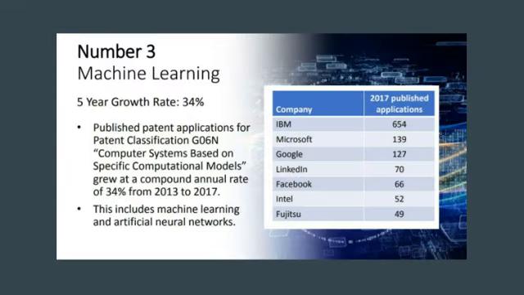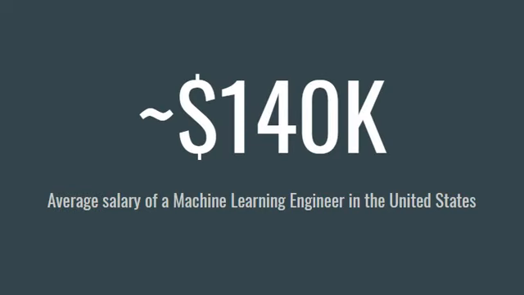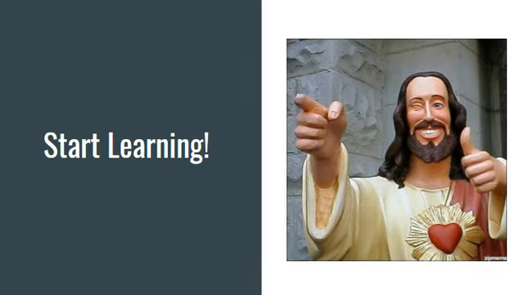This is another picture from Forbes. It says that the top companies like IBM, Microsoft, Google, Facebook, Amazon are investing time and resources on machine learning and artificial neural networks. It suggests that this is the next thing that's going to happen. So there's a lot of job availability in the top tech companies, and they are also seeking a lot of machine learning engineers. And one more important stat that has to be mentioned is the average salary of a machine learning engineer in the United States is $140,000. So that's a pretty decent amount.